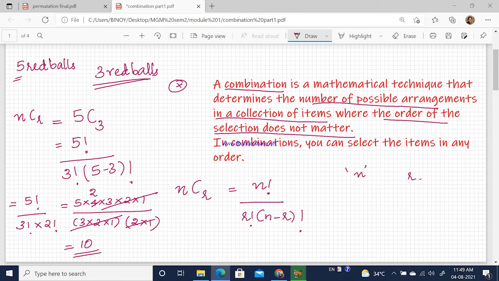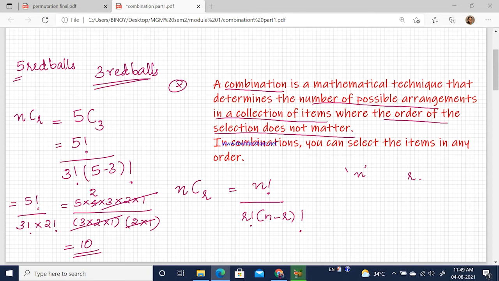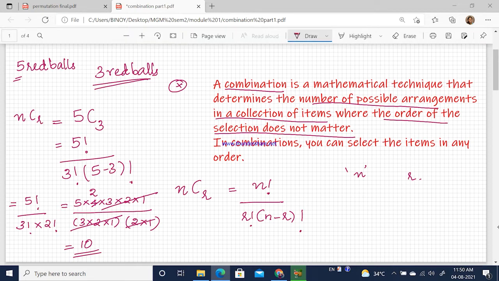So combination is a mathematical technique that determines the number of possible arrangements. So I can make possible arrangements in 10 different ways. I can have 3 red balls all together, and here I don't consider the order of selection. I can take the order in any form. Okay, this is the general part of combination.